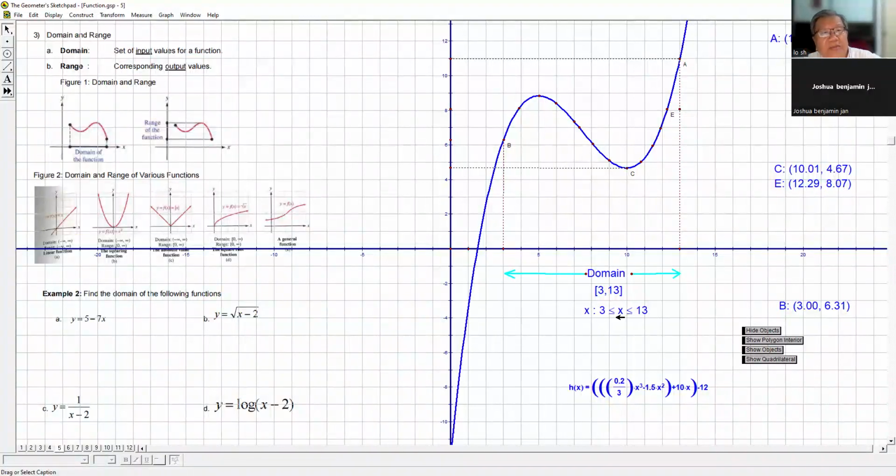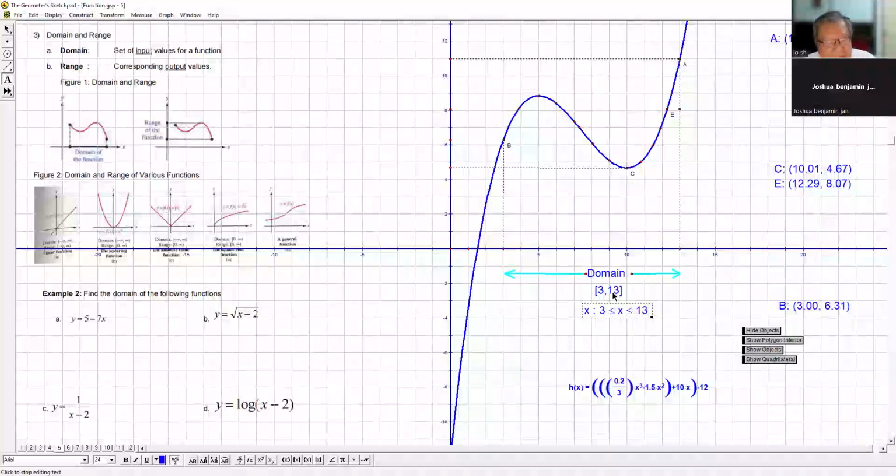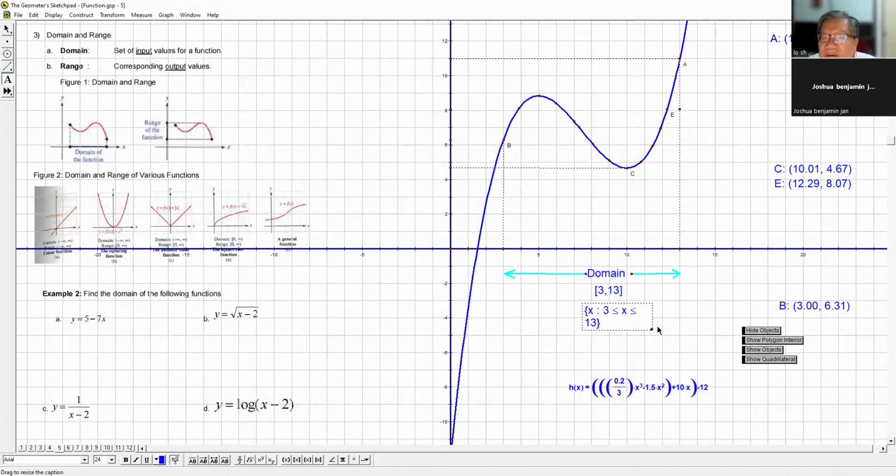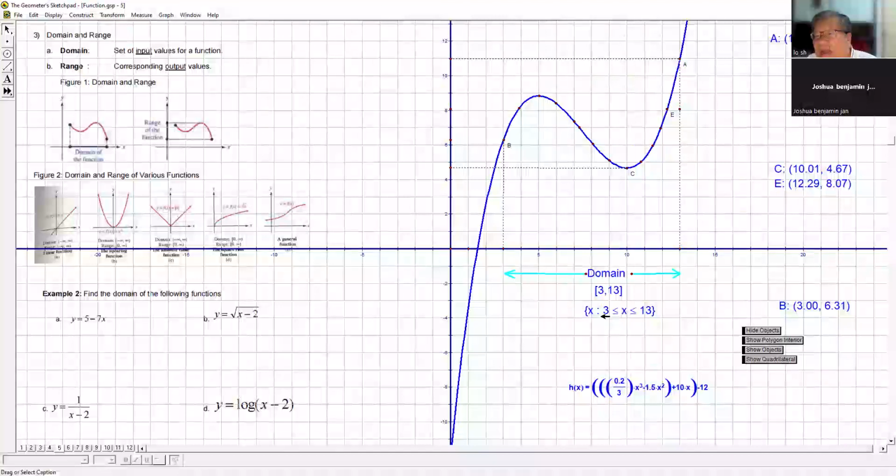Sometimes, if I want to write it in terms of x, it will be x such that, it's a set. The domain is actually a set. x such that x is between 3 and 13. So it's like that. This type of bracket denotes the set. So you either write it as [3, 13] using the square bracket, or you can say x such that x is between 3 and 13 inclusive. So the equal sign is there: 3 less than or equal to x less than or equal to 13. So this is the domain. So I try to use a torchlight and shine at the curve from the domain.